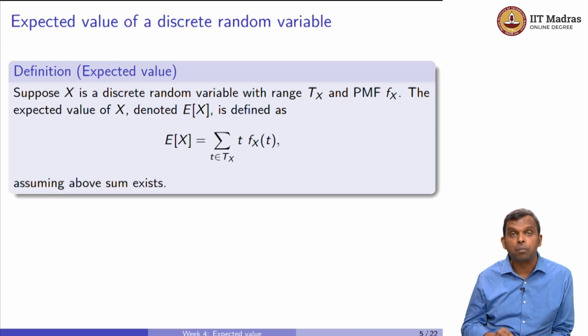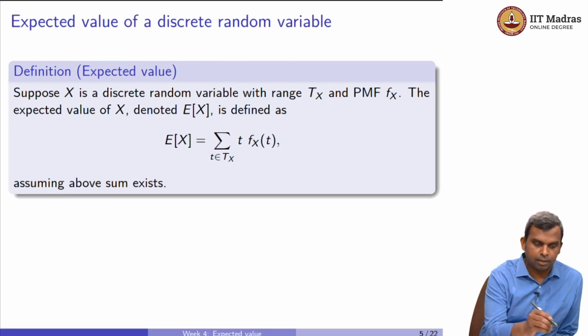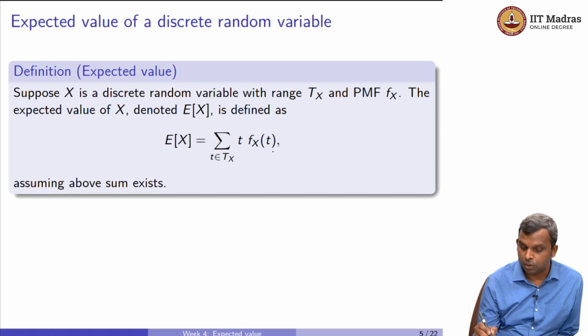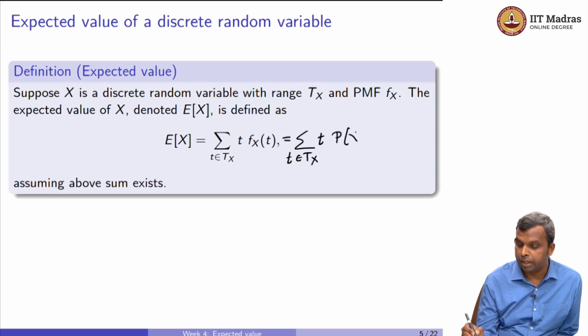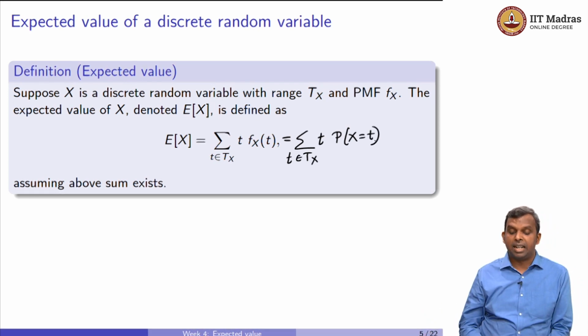The definition is very simple. You sum over every value in the range. You sum over every value t that your random variable can take, and multiply it with the probability with which it takes the value t. That is f_X(t), right? So this is also equal to, in case you want to write it a bit differently, the sum over t in T_X of t times the probability that X equals t. This might be another equivalent way of understanding this definition.